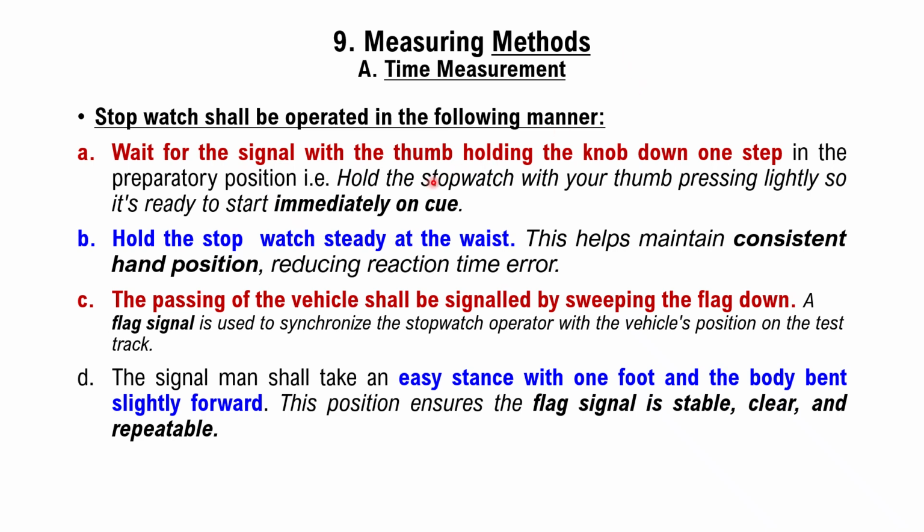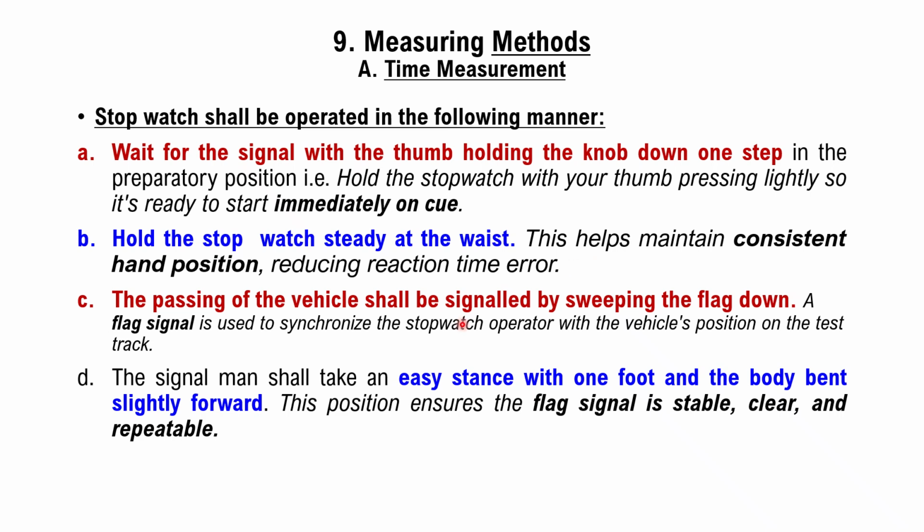Wait for the signal with the thumb holding the knob down one step in the preparatory position. That is, hold the stopwatch with your thumb, pressing lightly so it is ready to start immediately upon receipt of the signal. Hold the stopwatch already at the waist. This helps maintain consistent hand position, reducing reaction time error.